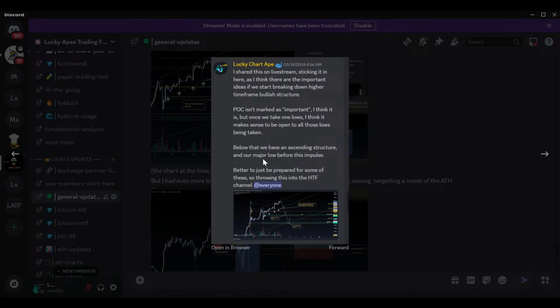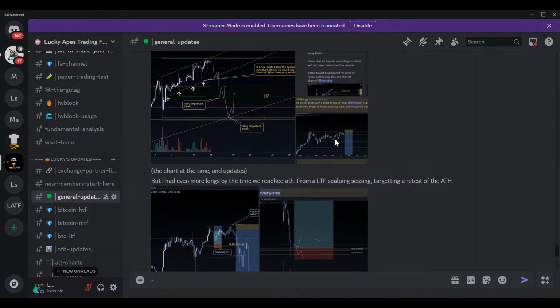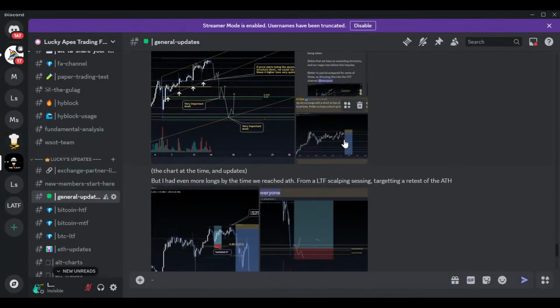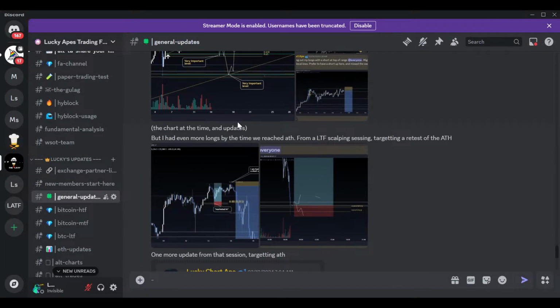Below that, we have this descending structure. And so I just gave the thesis for a big move down through all these lows that we just ran up to our first all-time high in March. And my short setup that I was taking, I'm hedging out my longs with a short at the top of the range. It's at 73.8K. Might trim if we sweep local lows. Prefer to have a short up here and miss the actual sweep while sleeping. But the stop loss was still very tight here, like something like 1% or something.